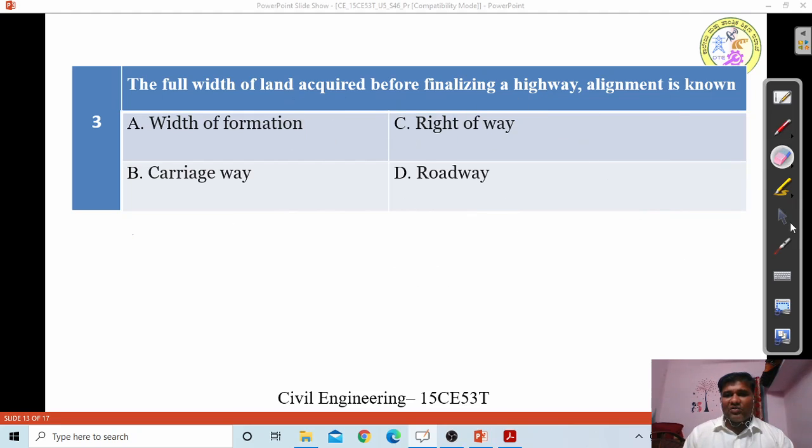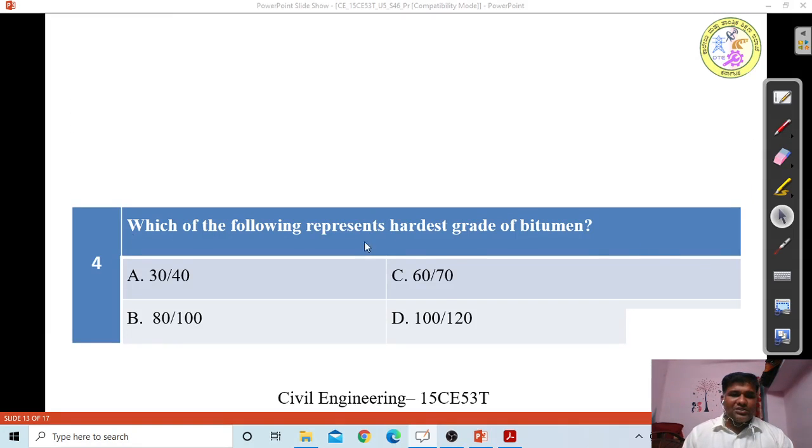Which of the following represents the hardest grade of bitumen? A, 30/40; B, 80/100; C, 60/70; or D, 100/120? The right answer is A, 30/40.